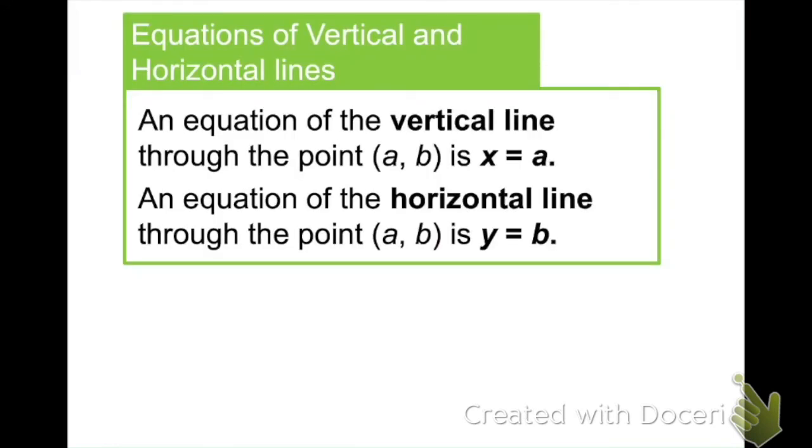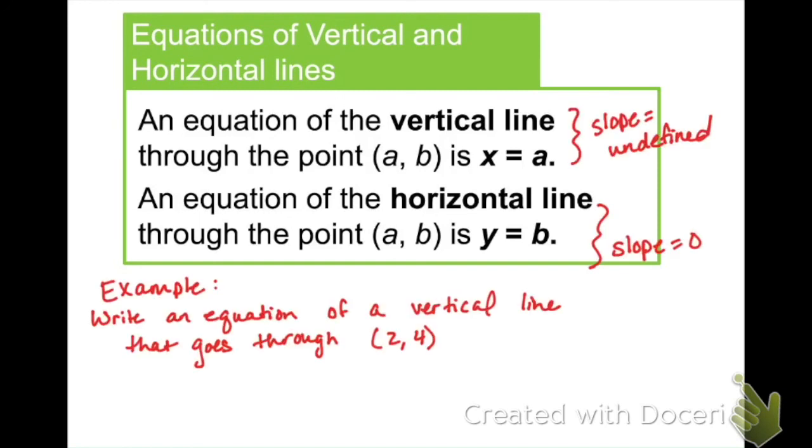Equations of vertical lines and horizontal lines, you should definitely write these down. If you have a vertical line, it's always going to be x equals a number, and a horizontal line is going to be y equals a number. Also, a vertical line has an undefined slope, and a horizontal line has a 0 slope.